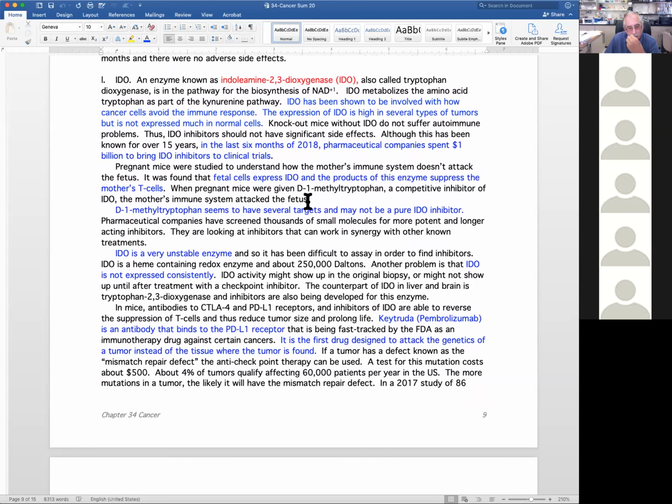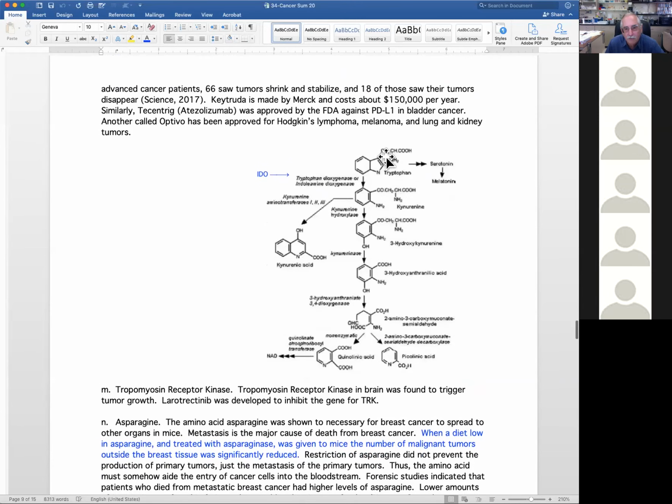So here's another strategy. So IDO stands for indoleamine 2,3-dioxygenase, also known as tryptophan dioxygenase. It's in the pathway to synthesize NAD. So I put the pathway down here. Here's nicotinic acid. You basically get NAD, right? So here's the enzyme over here. It's the first enzyme in taking tryptophan and using it to create NAD. Okay, so this is close to nicotinamide. That's the reason why. This is nicotinamide adenine dinucleotide.